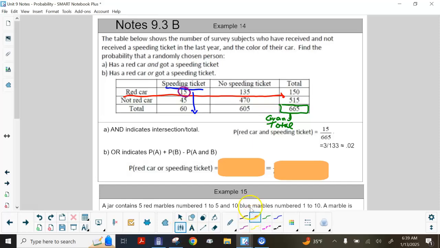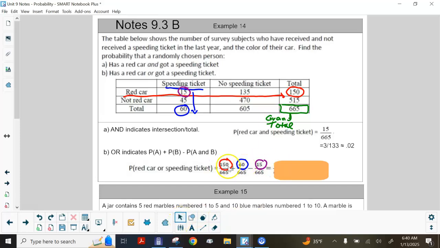So in this case, we're actually going to use all of these to calculate the OR probability using the numbers in the table. So the first one being probability of A, which was red car. So that's that 150. Here's the speeding ticket total, which is the 60. And then the total between the two, the intersection, I should say, there's that 15. And notice all of these are over the grand total number. So the way they wrote them was the individual fractions divided by 665. Technically, you can just do 150 plus 60 minus 15 all over 665. And that also gives you the same result.